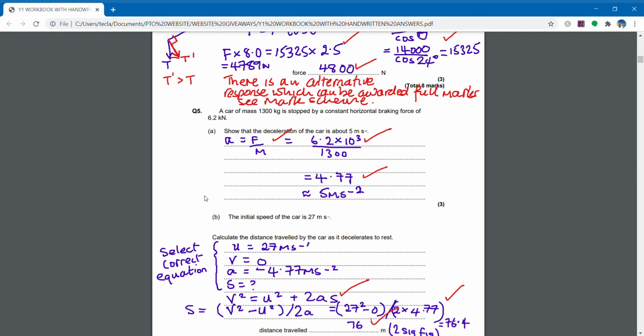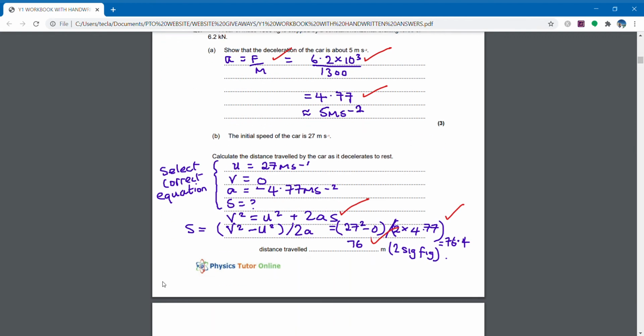So here we're going to use F equals m times a, force equals mass times acceleration, just rearranging that to get acceleration. A equals F over m. So it's 6.2 times 10 to the 3 divided by 1300 equals 4.77, and that is about 5 meters per second squared. So remember, in show that questions, you need to do a calculation and arrive at a value. You then compare that value with the value that's given.